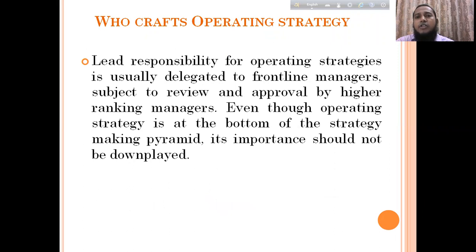Who crafts operating strategy? Lead responsibility for operating strategies is usually delegated to frontline managers, subject to review and approval by higher ranking managers. Even though operating strategy is at the bottom of the strategy making pyramid, its importance should not be downplayed. Okay, frontline managers usually formulate operating strategy for a business organization.